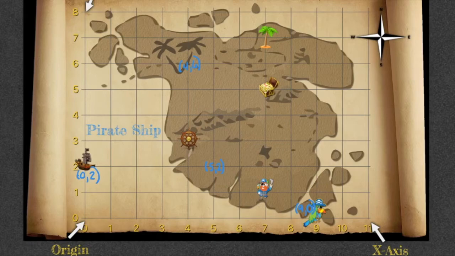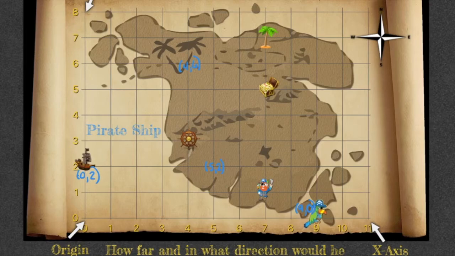Our last task here is to see if we can figure out how to move our parrot friend to the place we want him to go. So our next question is going to ask, how far and in what direction would he need to travel to reach the captain's wheel? So over here we find the captain's wheel. So we need to figure out if our friend the parrot is down here at 9, 0 at the message in a bottle, how far, how many blocks, and in what direction would he need to go to get there?